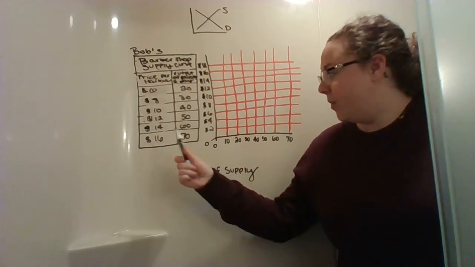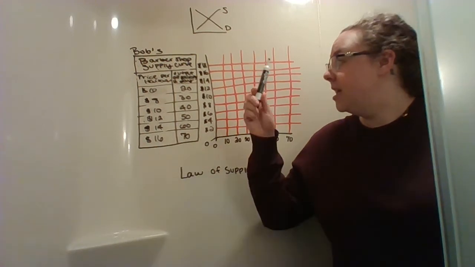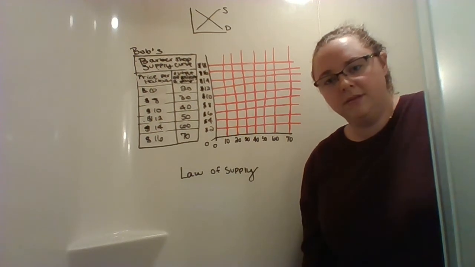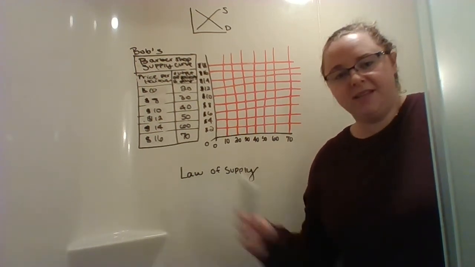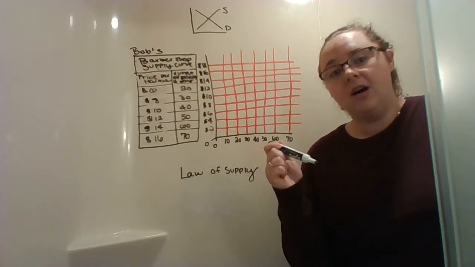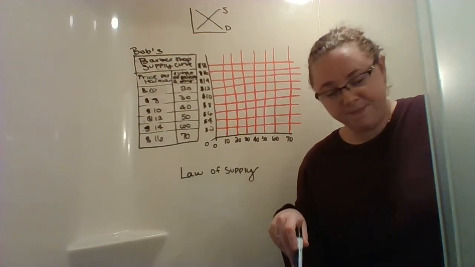By the end of it, when we get to $16 per haircut, he's willing to do about 70 haircuts a day. Granted, that's a little insane. Bob's gonna be real tired. But that's the example we have. Again, this is on the Econ website. It is on the slideshow under 4.2 for law of supply.